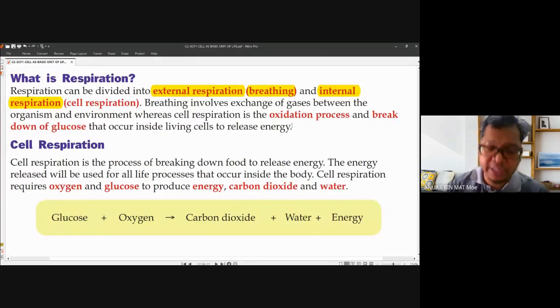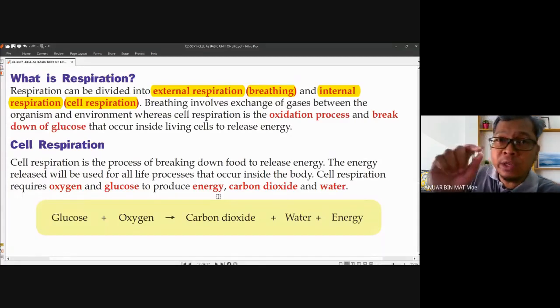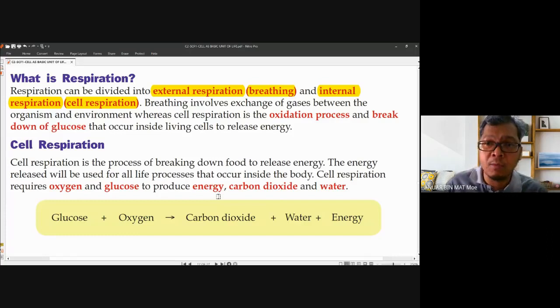And then after we get the oxygen, there is a second one that we call internal respiration. Internal respiration involves cell respiration, the individual cell respiration. Because each and every cell inside our body, what is the rough estimation of the number of cells inside our body? It is estimated that the individual cells in the human body number about 30 trillion.